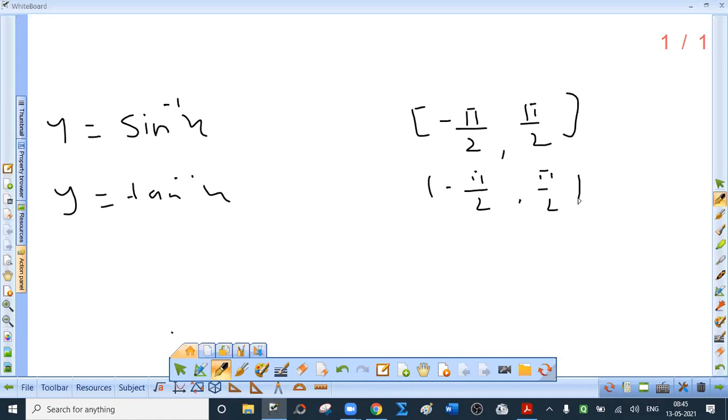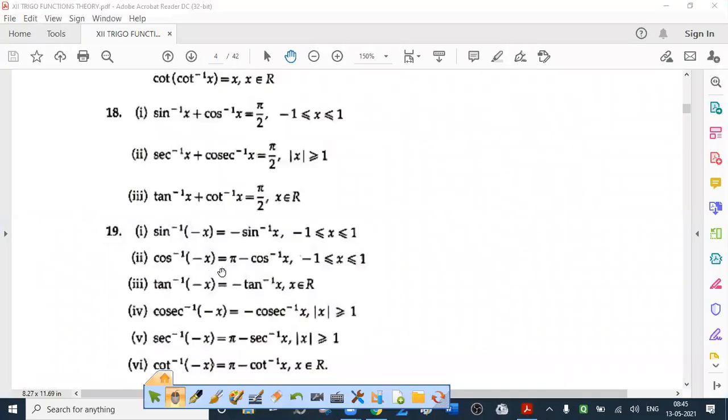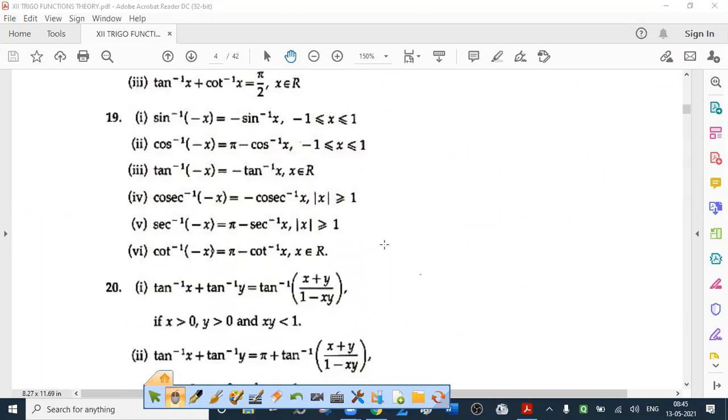Okay. Now, just a minute. Now for y equal to cos inverse x, can you tell me what is the range? Yes, it is closed interval 0 to pi. And therefore, cos inverse of minus x is not minus cos inverse x, it is pi minus cos inverse x.